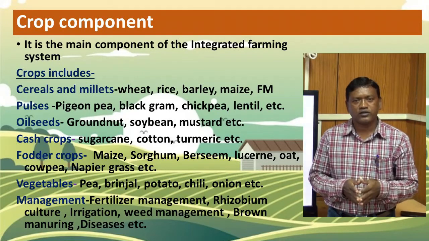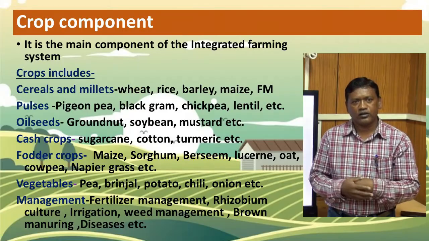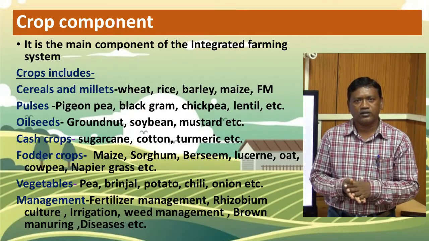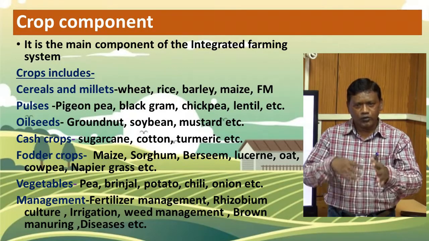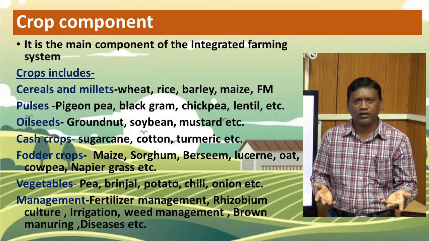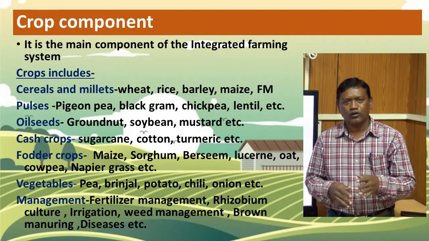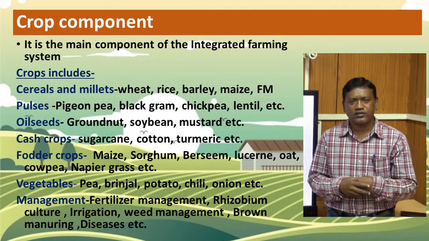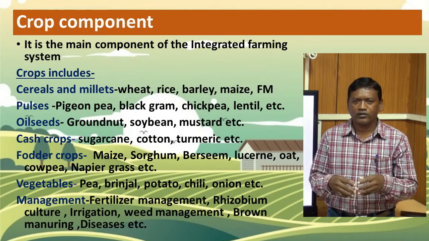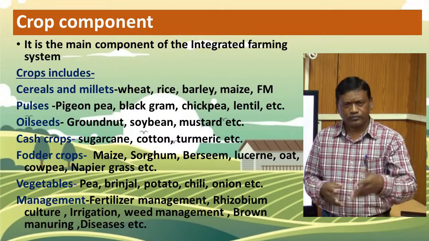So you must incorporate the pulses crop in the systems. And next is the recycling of the waste materials. This is a non-monetary input. If you recycle the waste materials in the system, it automatically reduces the cost of cultivation. So by recycling of the waste materials, you can reduce the cost of cultivation.